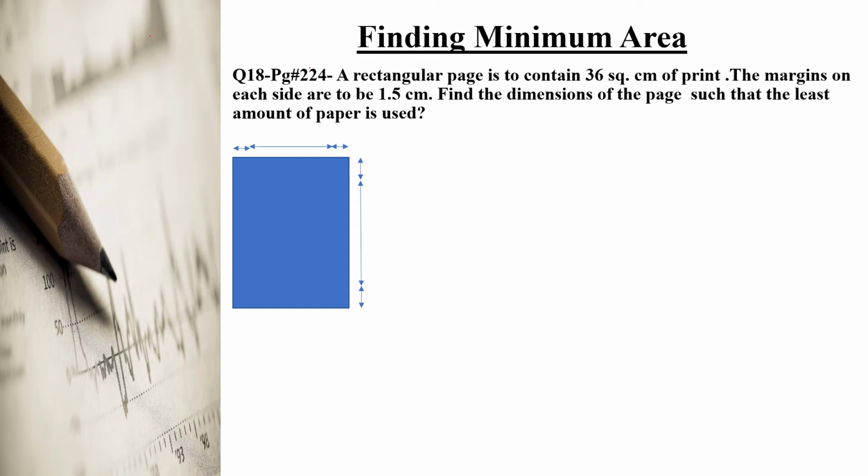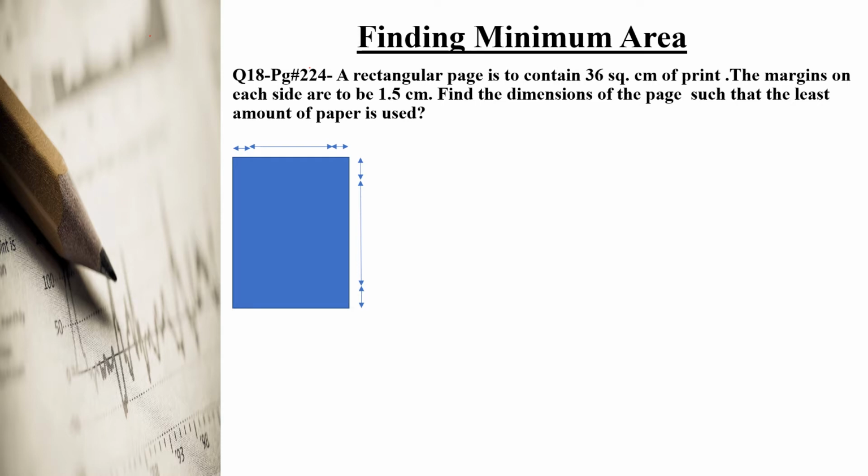So today we are going to solve a problem regarding the page or the poster, in which the question states that a rectangular page is containing 36 square centimeter of a print. The margins on each side are to be 1.5 centimeter. You have to find the dimensions of the page so that the least amount of the paper is used. So basically you have to understand the problem.